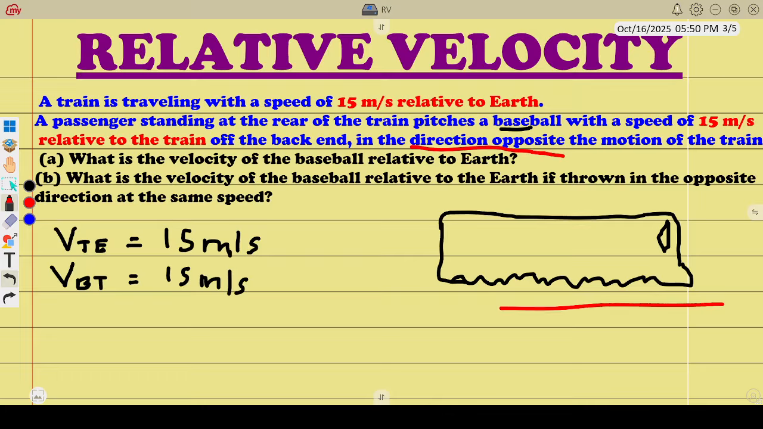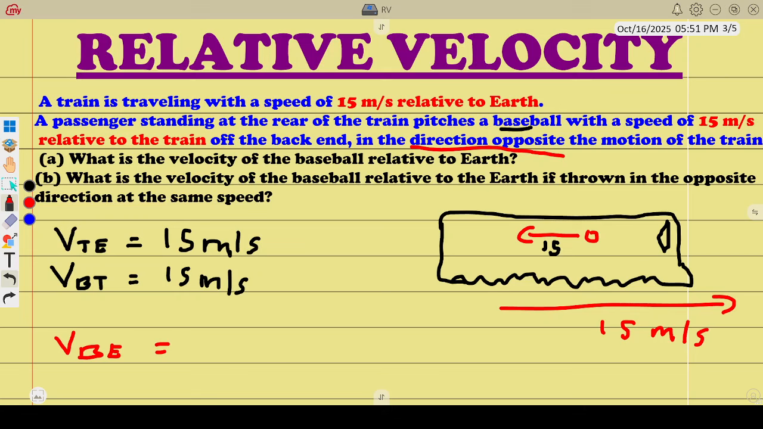So here the train is going this side. Its velocity is 15 meters per second. But the ball is thrown, let's imagine it's here, in the opposite direction. So they are both at 15 meters per second. Now the question: what is the velocity of the ball relative to the earth? Yeah, so comparing it to the ground. For this one, it would require much of our imagination.